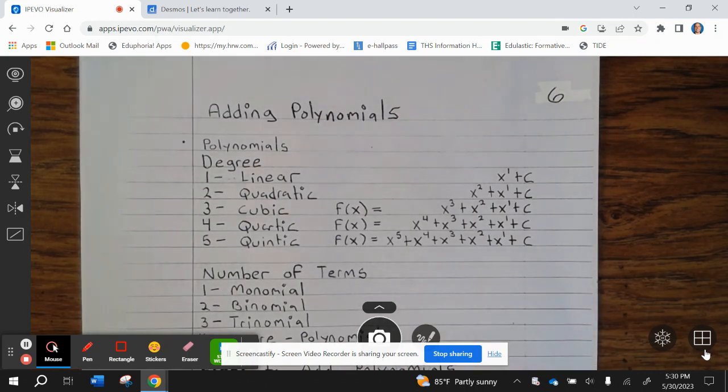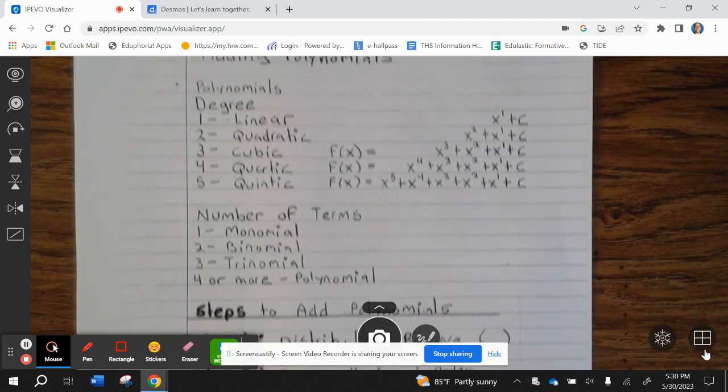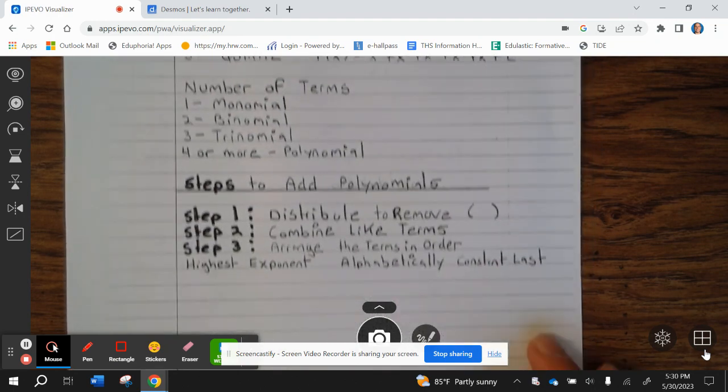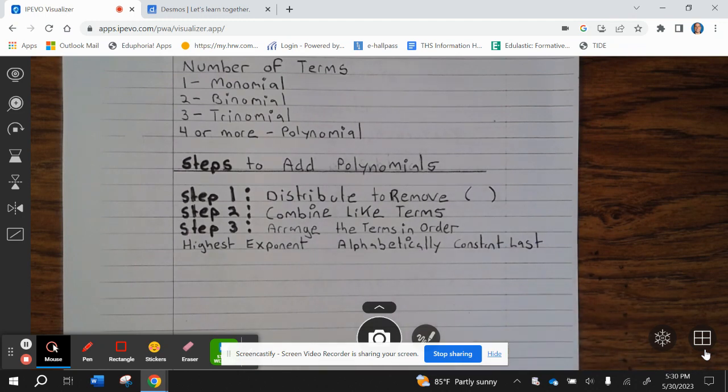Adding polynomials. Polynomials by degree: 1 is linear, 2 quadratic, 3 cubic, 4 quartic, 5 quintic. Number of terms: 1 is monomial, 2 is binomial, 3 is trinomial, 4 or more is polynomial. Steps to add polynomials. Step 1, distribute to remove parentheses. Step 2, combine like terms. Step 3, arrange the terms in order, from highest exponent, alphabetically, and constant last.